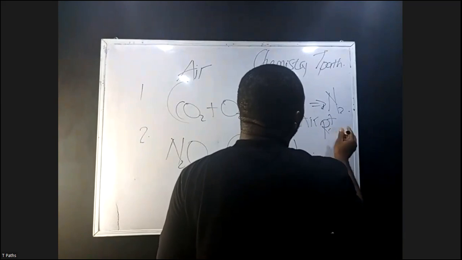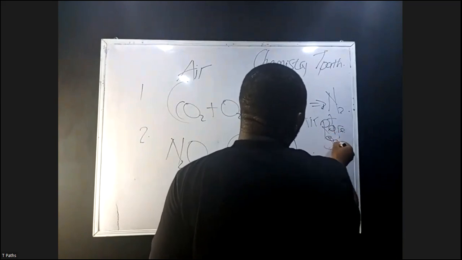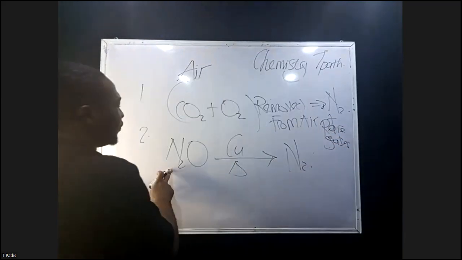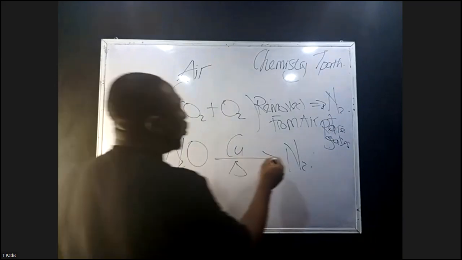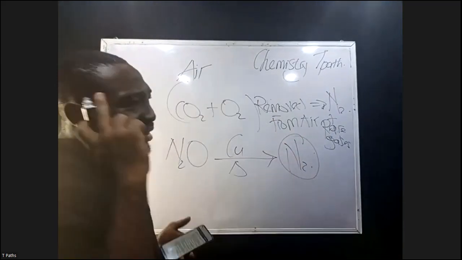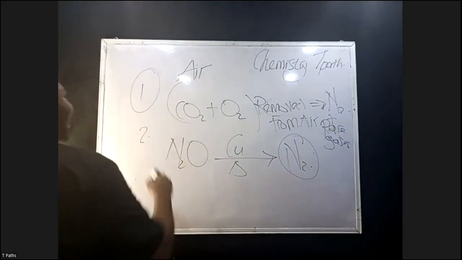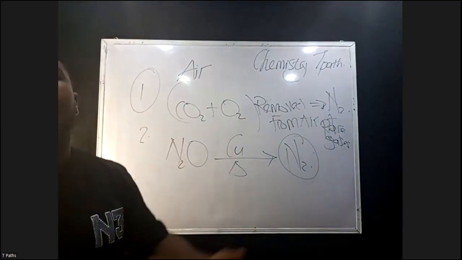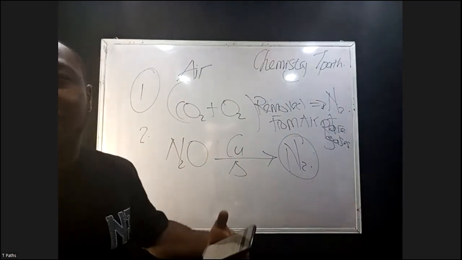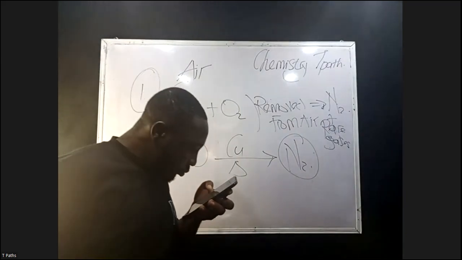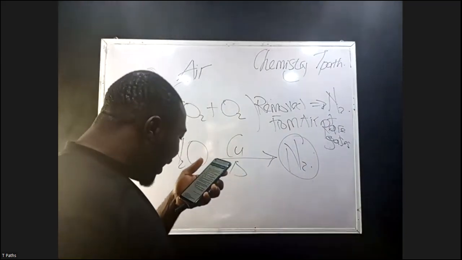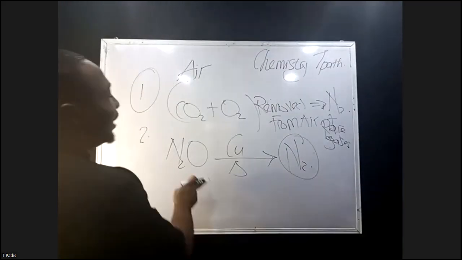N2 plus rare gases. And we know that for this one, what we left is only N2. In that sense, we can simply say that sample 1 is denser. Why? Because it contains more than N2 gas. It is denser than this.